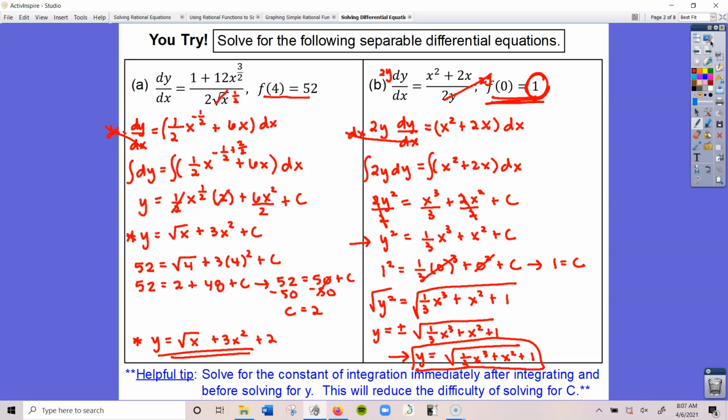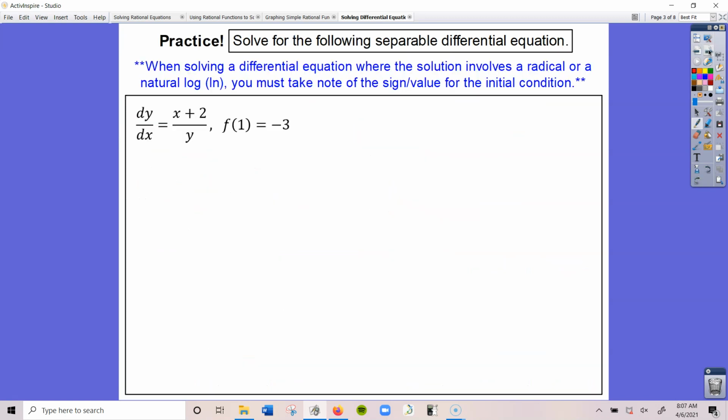Now, let's look at another question. And I put here just because we did this before, but when you're solving a differential equation where the solution involves a radical or a natural log, you must take note of the sign and the value of the initial condition. And you'll see now what I mean by that. So let's start separating our variables.